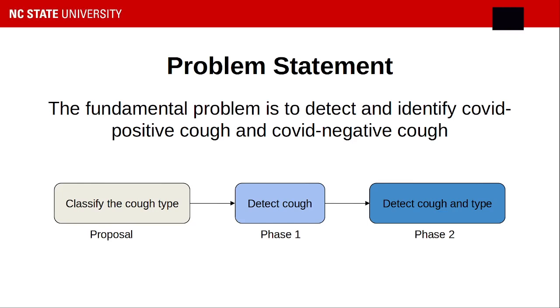And in the second phase, we introduce a new dataset that includes different types of coughs. We try to use this new dataset to classify COVID positive coughs and COVID negative coughs. In each step, we made solid progress towards our final goal.